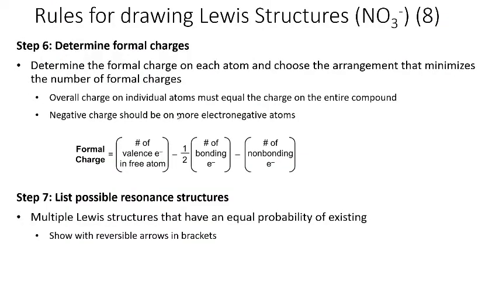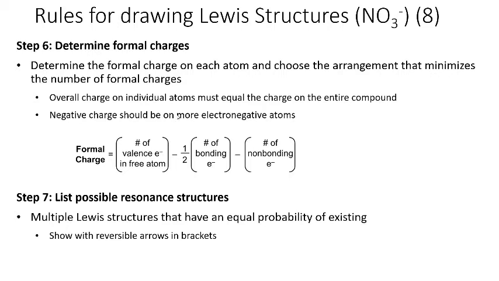That was step 5. Step 6, determine the formal charges. So determine the formal charge on each atom and choose the arrangement that minimizes the number of formal charges. So the overall charge on individual atoms must equal the charge on the entire compound. So negative charge should be on the most electronegative of atoms. So the formal charge is equal to the number of valence electrons for a free atom minus 1/2 the bonding electrons minus the number of non-bonding electrons.